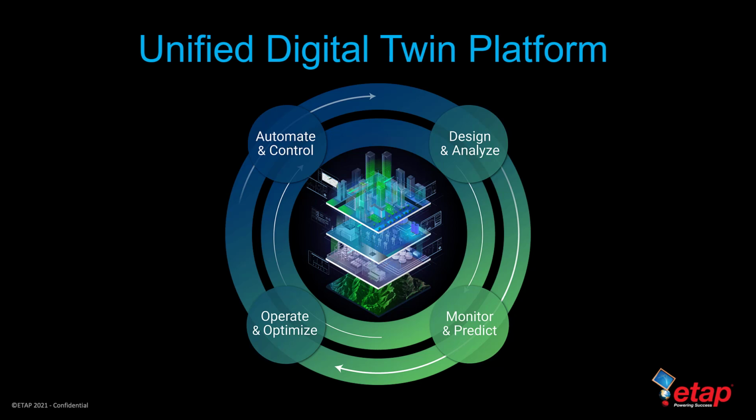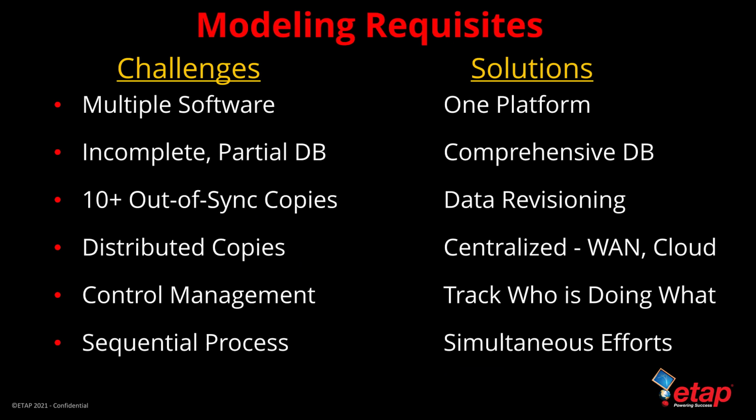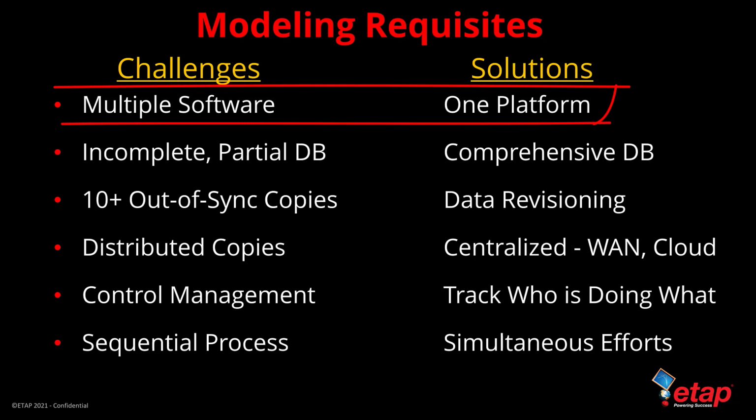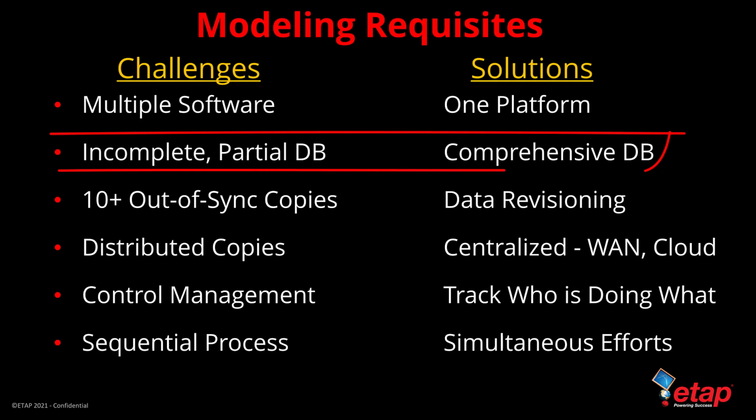So let's go ahead and get started and learn about digital continuity in design and operations. The industry is facing a number of challenges when it comes to modeling, design, and operations. So let's quickly revisit some of these challenges and the solution that the digital twin provides. One of the number one challenges in the industry when it comes to modeling is the prevalence of multiple softwares. So ETAP solves this by essentially providing a single platform with over 150 different modules that can be leveraged in an integrated or comprehensive database.